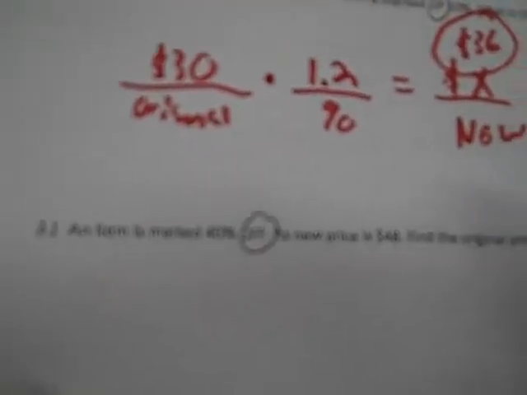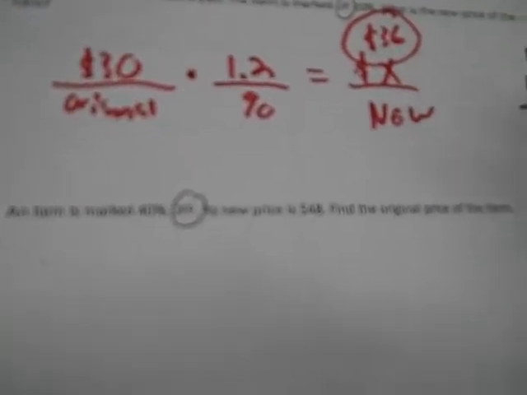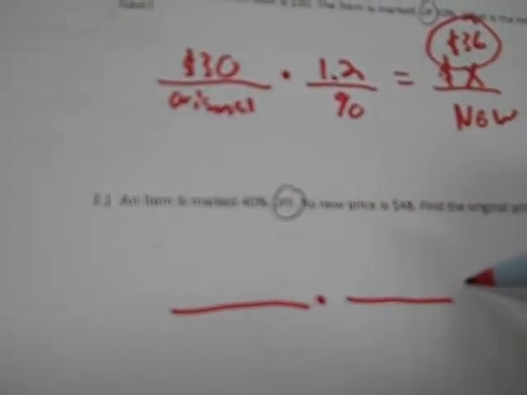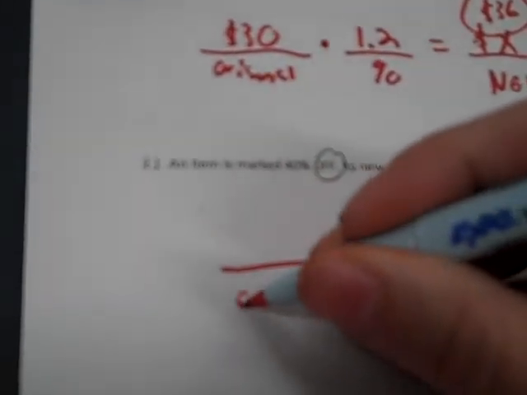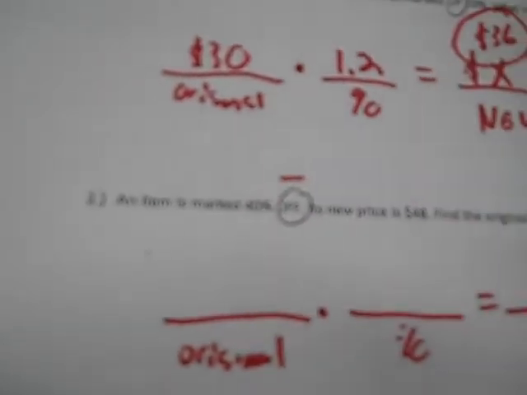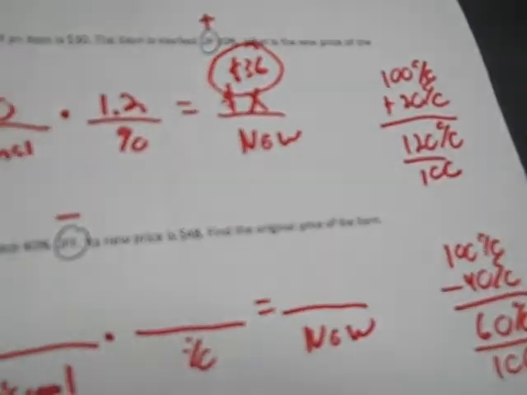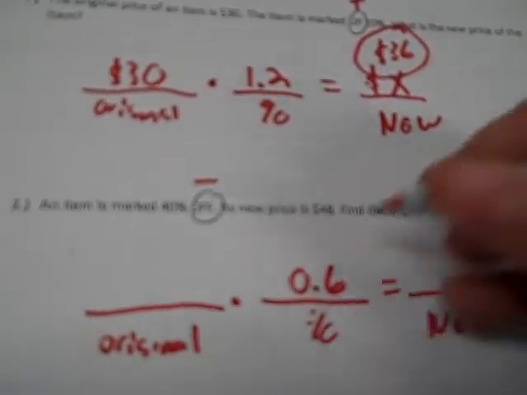Okay, number 2, an item's marked 40% off. Its new price is $48. Find the original price of the item. Okay, so we have the original, the percent, and the off means minus, okay, and the new. So I know I'm going to take 100% minus 40%, and that's 100 minus 40, 60%. But if it's a percent, it has to be divided by 100.